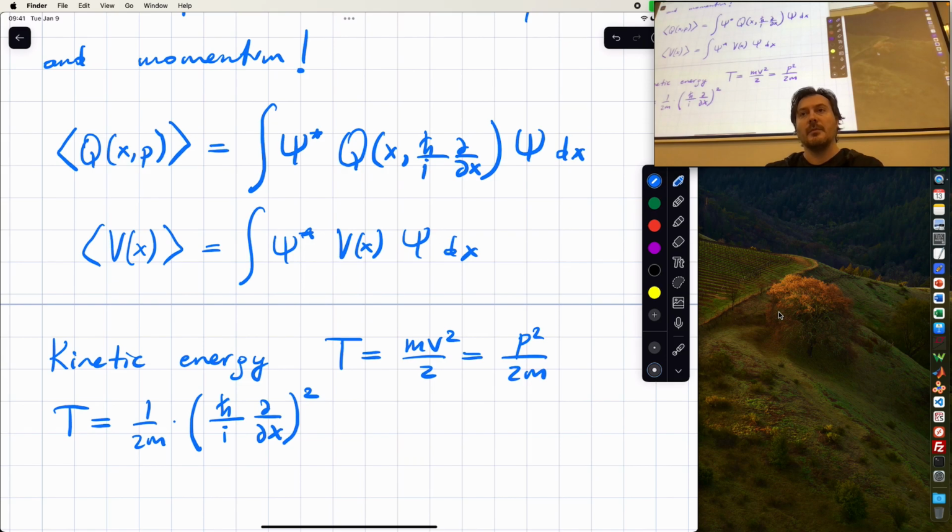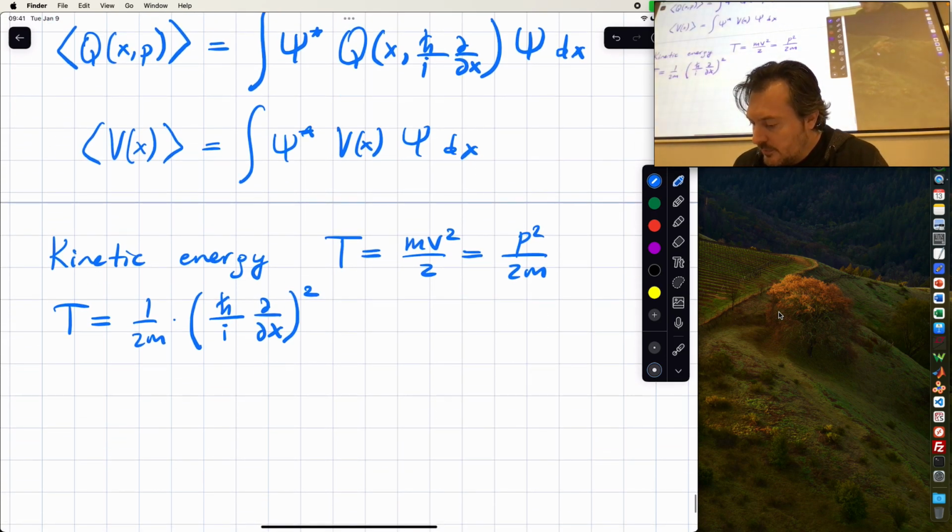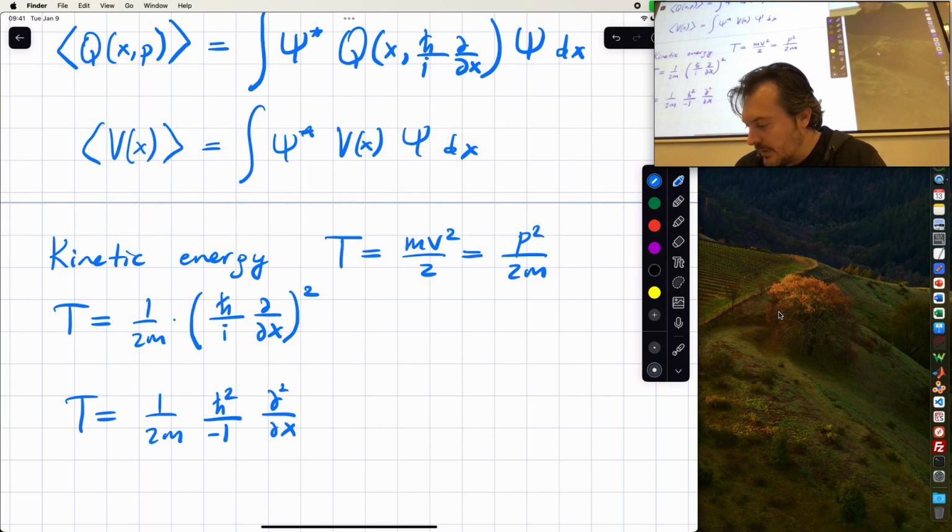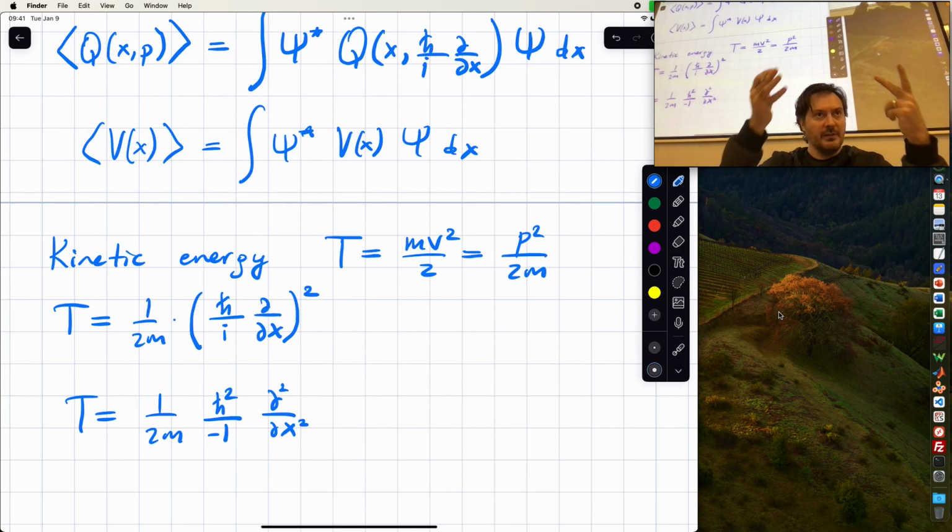Okay? So kinetic energy is 1 over 2m h bar squared. i squared is minus 1. And del over del x squared is just del squared over del x squared. Do you agree with this? The derivative of a derivative is the second derivative.